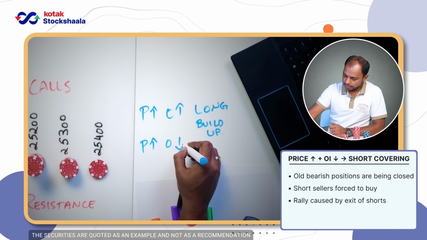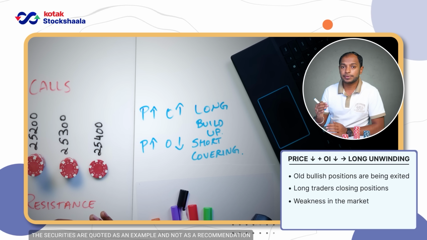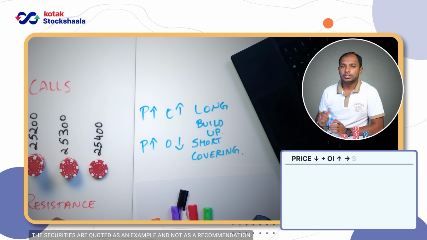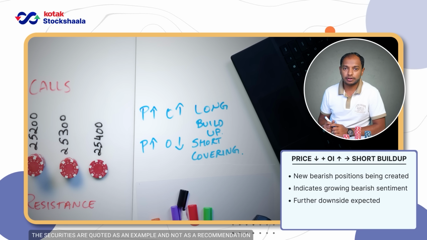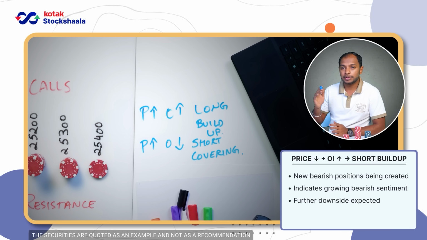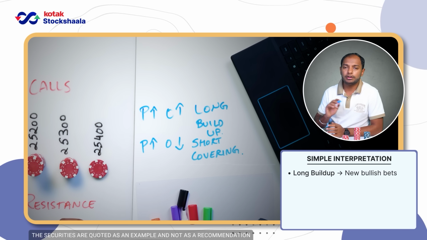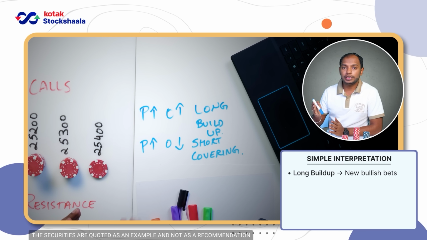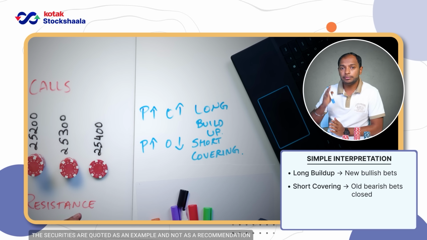Long buildup in simple term means there are more buyers interested in the stock and the price is expected to go even more higher. Short covering happens when traders who are already short on the specific stock are forced to buy back because the prices are going higher and higher. In simple terms, long buildup is nothing but new bullish bets being created, whereas short covering is old bearish bets being closed.